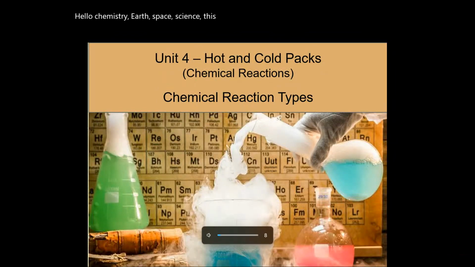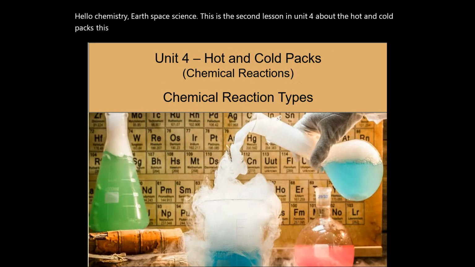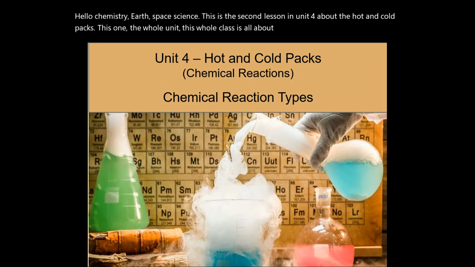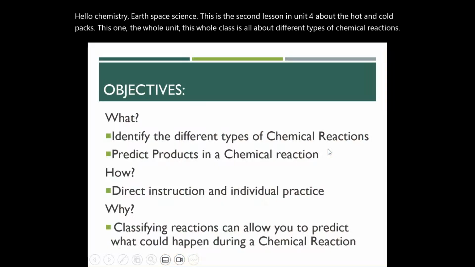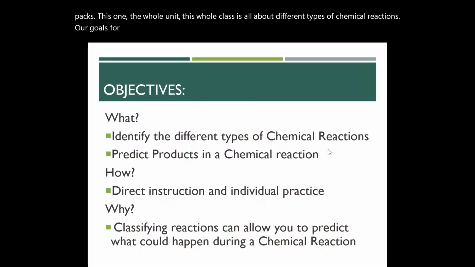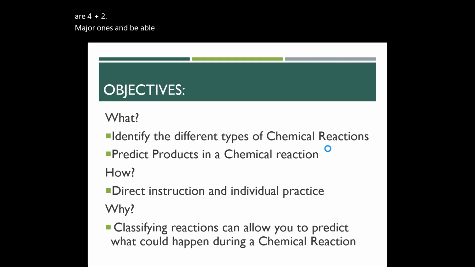This is the second lesson in Unit 4 about the hot and cold packs. This whole lesson is all about different types of chemical reactions. Our goals for this series of videos are to identify different types of chemical reactions, there are 4 plus 2 major ones, and be able to predict products. That's what we want to get done in this video here.